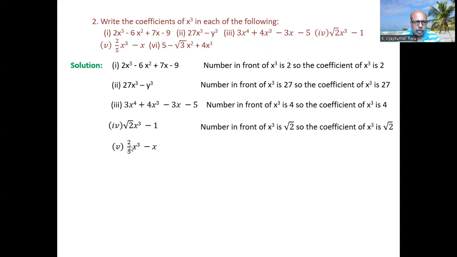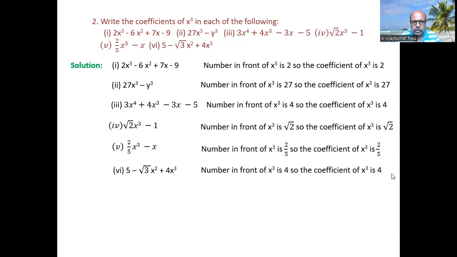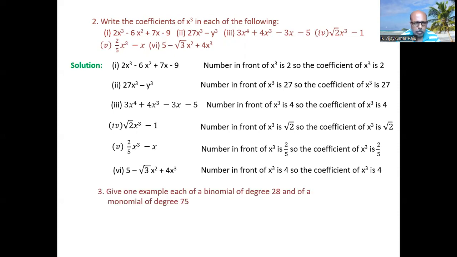Fifth one. X raised to 3. Clear. So now you can see here, the coefficient of x raised to 3 is 2 by 5. Next, x raised to 3. The number in front of it is 4. Coefficient is 4. Clear. So coefficient is nothing but the number in front of the particular variable it is asked.